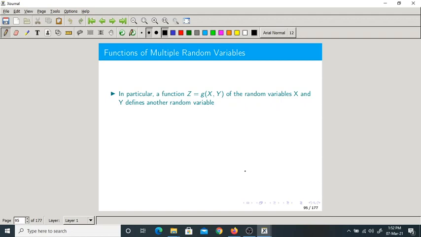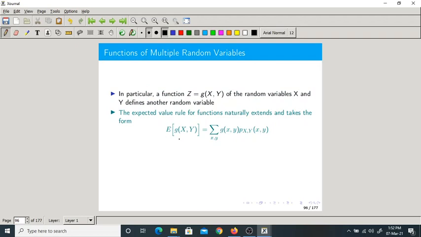In the last class we have seen what is joint PMF. Now let us see functions of multiple random variables. Here z is a function of two random variables x and y. The expectation of that function would be summation over x, y of g(x,y) times its PMF. This is called JPMF in the shortest form, which means joint PMF.